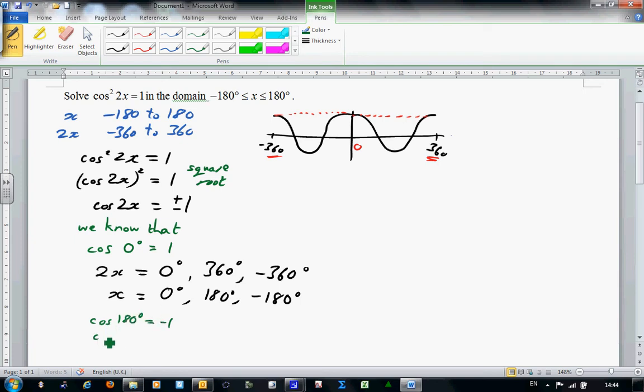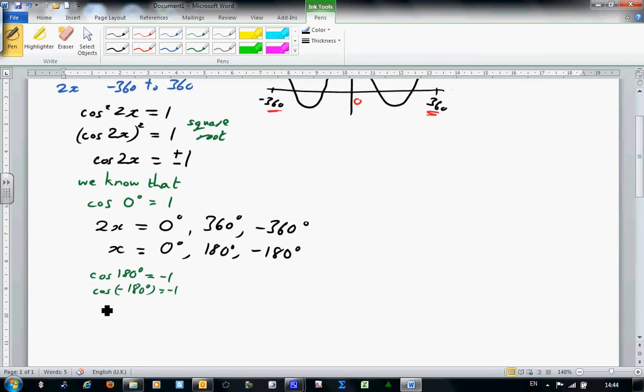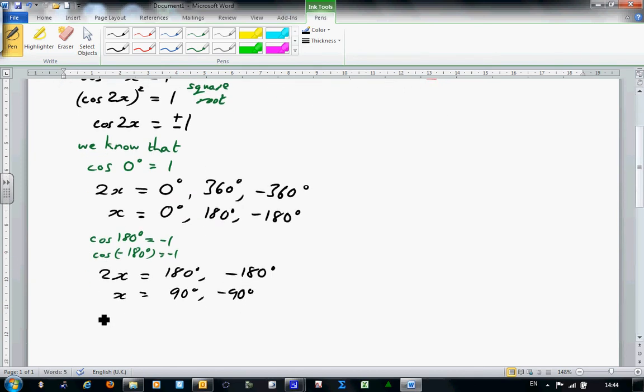Okay, so this now gives us 2x could be equal to 180, or it could be negative 180. So x will be half that value, which is 90 and negative 90. Okay, just to finish off and tidy up again, what we can say is that the solutions are, let's do them in order again: negative 180, negative 90, 0, 90 and 180.